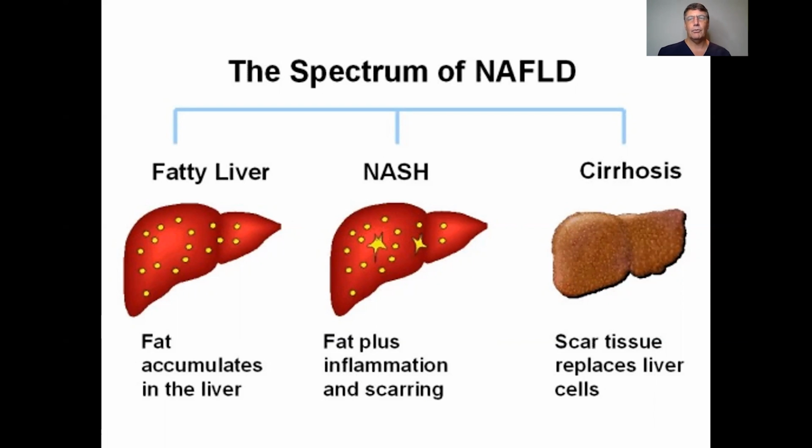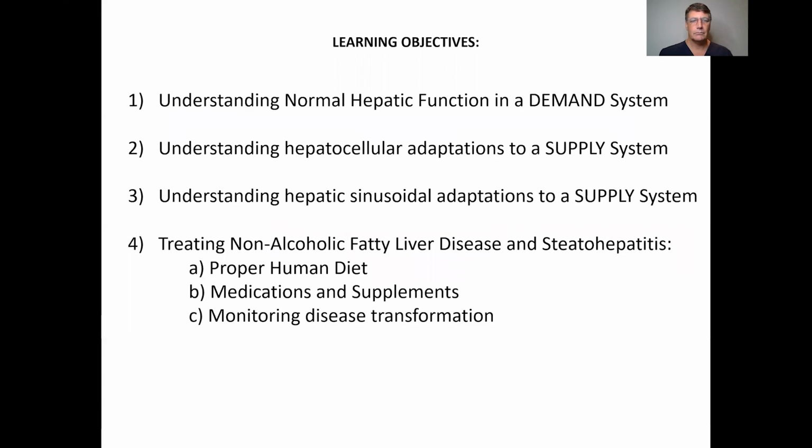So we'll take you down that pathway and explain exactly how and why that occurs in the modern era and what the most common cause is. As part of this, the liver is so central in human biology that I'm going to begin by explaining normal hepatic function, normal liver function in a demand system. Then we'll look at adaptations of those liver cells as you supply products to them. And then we'll also look at what happens to the blood vessels within the liver that have this very synergistic relationship with the liver cells themselves, and we'll look to see what happens to that blood vessel under supply conditions.